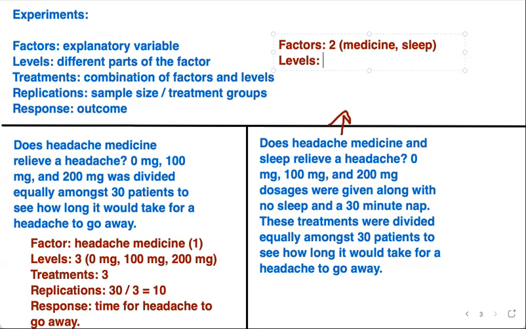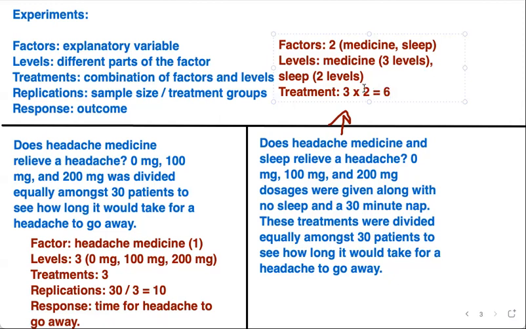Levels, well, you wouldn't say how many levels there are total. You would just say that for factor 1, medicine, there are 3 levels: 0, 100, and 200, and for sleep, there are 2 levels. Now for treatments, 3 times 2 is going to be 6. Why are there 6 treatments? It's all the combinations overall.